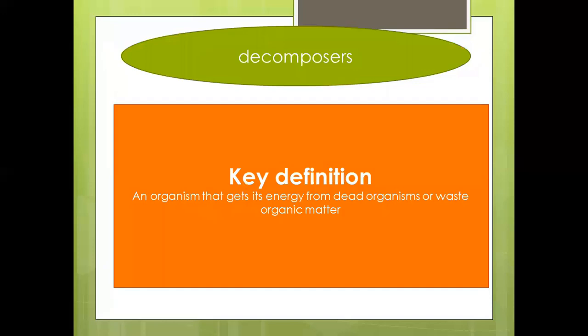Let's move on to another part about decomposers, organisms found in the environment that have an important role. So decomposers, key definition: an organism that gets its energy from dead bodies, from dead plants and dead animals that contain many substances such as nitrogen, carbon, and also more molecules.